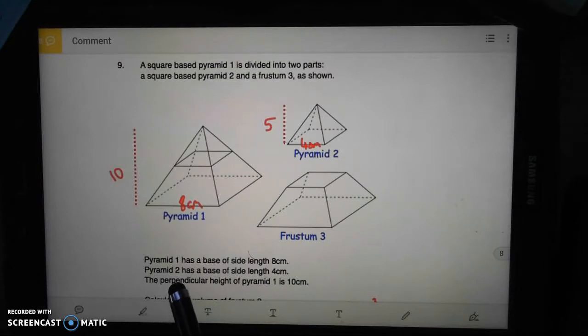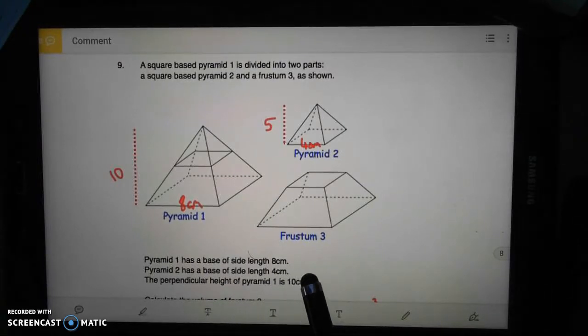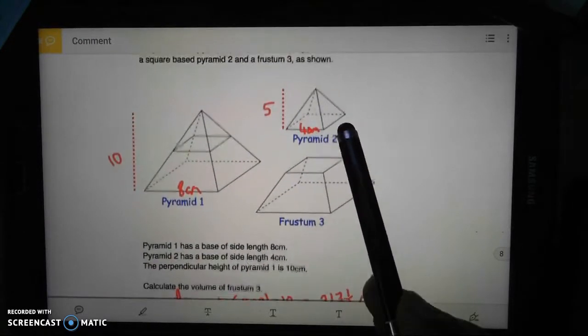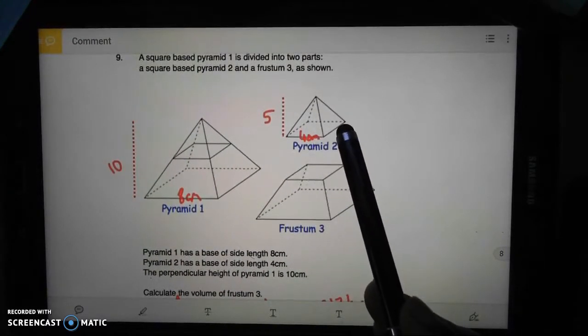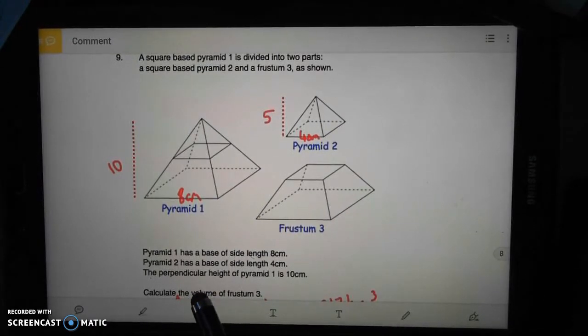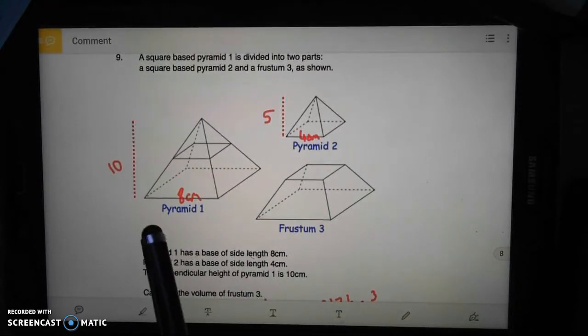They've told us that pyramid 2 has a base of side length 4 centimeters. So if this is 4, that there is also 4. So 4 times 4 is 16. So the base area of that pyramid is 16. They've told us that the perpendicular height of pyramid 1 is 10 centimeters. So from the base to the peak, the vertical height or the perpendicular height is 10 centimeters.